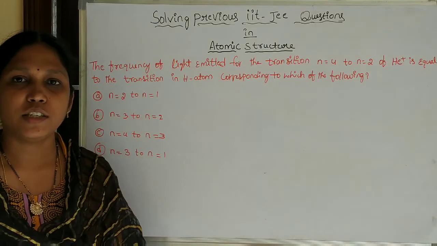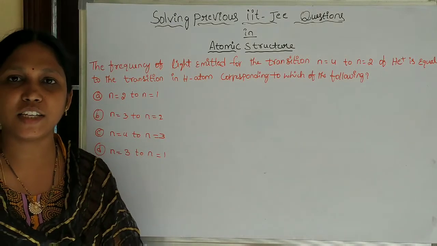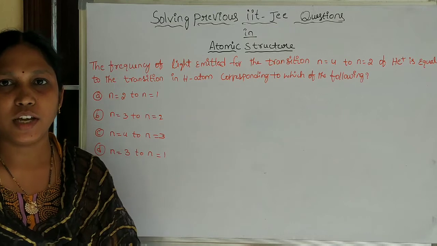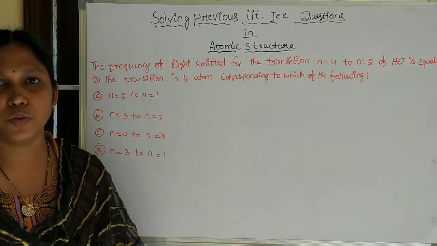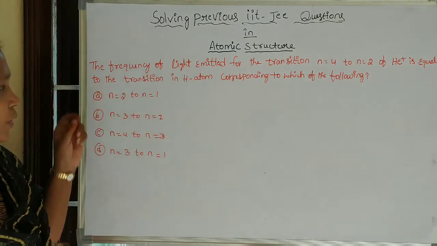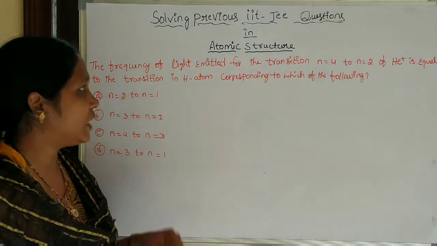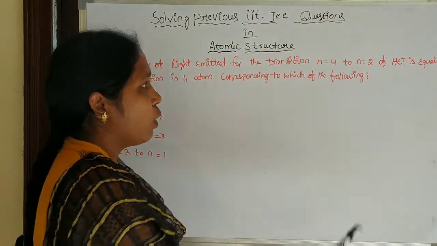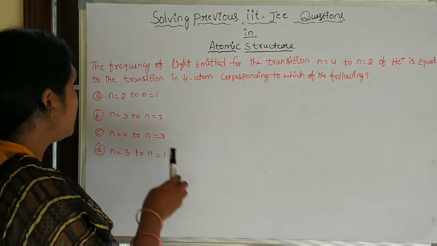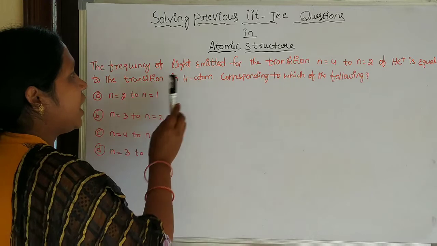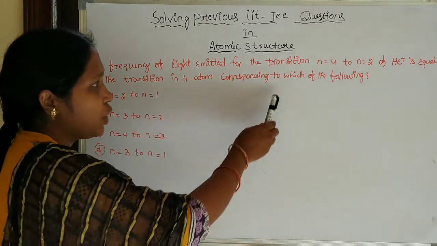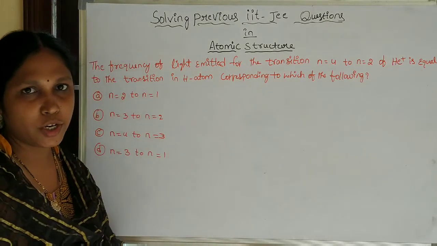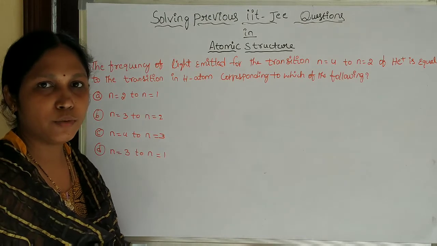We will see some more previous IIT questions in the concept atomic structure. See the first one. The frequency of light emitted for the transition n equal to 4 to n equal to 2 of He plus is equal to the transition in hydrogen atom corresponding to which of the following?